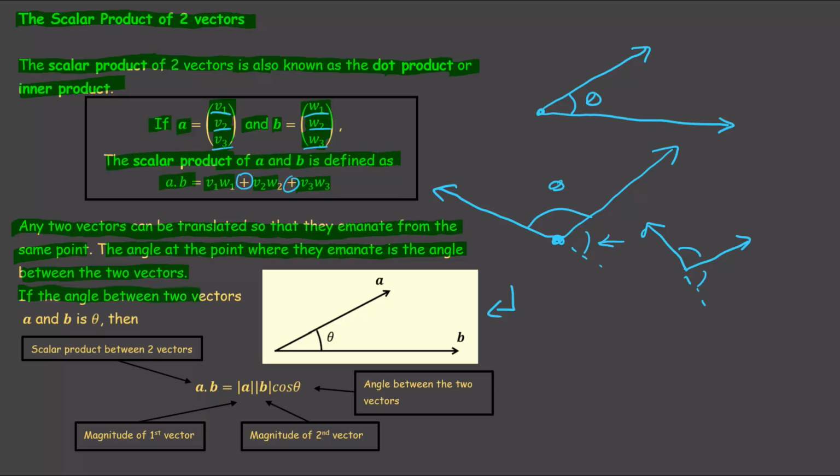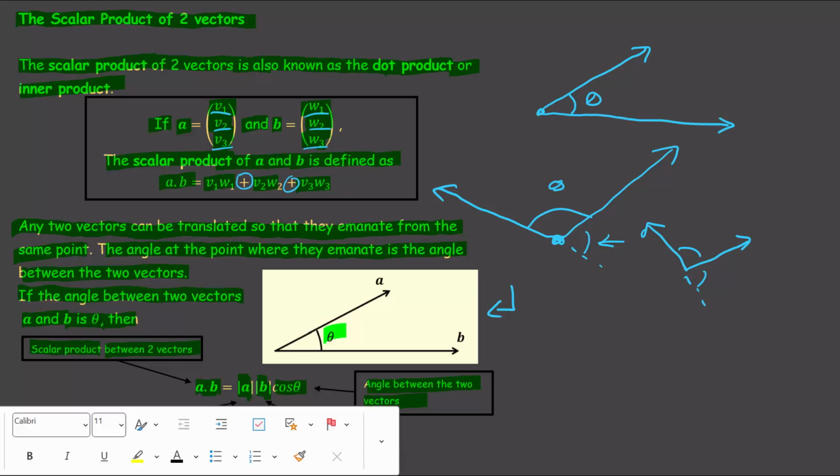If the angle between the two vectors, A and B, is theta, then A dot B is the magnitude of A times the magnitude of B times the cosine of the angle between the vectors. So A dot B is the scalar product or dot product between two vectors. Mod A is the magnitude of the first vector, vector A. Mod B is the magnitude of the second vector, vector B. And theta is the angle between the two vectors, as we can see in the diagram.